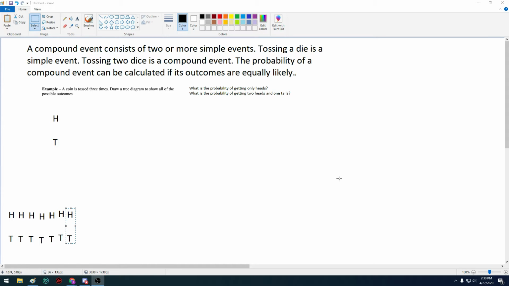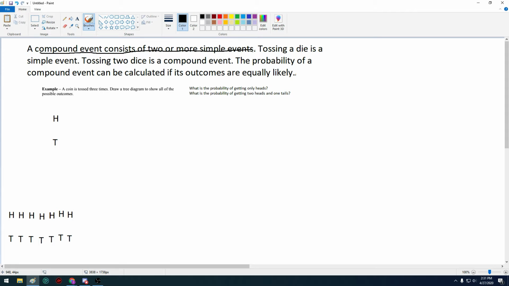Alright, so for today, I want to give you an explanation for compound events. Now, real quick, a definition of a compound event is that it consists of two or more simple events. This is like the probabilities we did before, where you're only caring about one thing happening at one time. Now we're going to add two of those simple events together, two or more, I should say, and see the probability of them, such as tossing a die is considered a simple event. Tossing two dice is now considered a compound event.